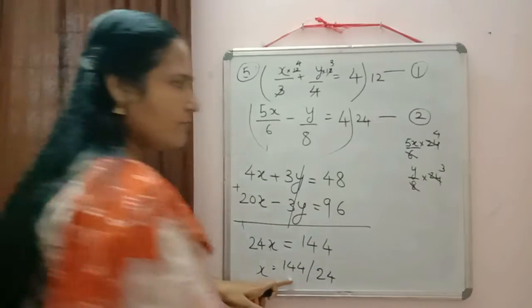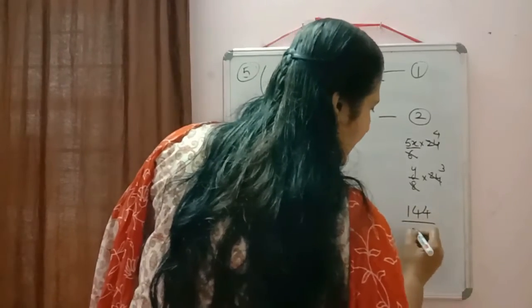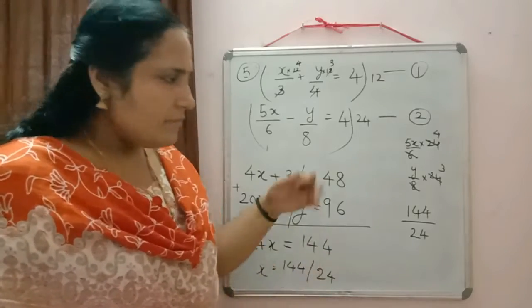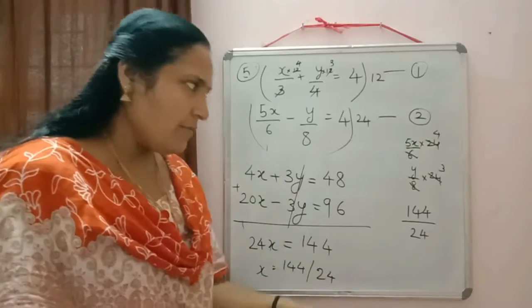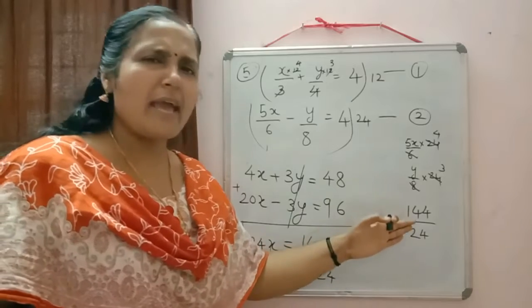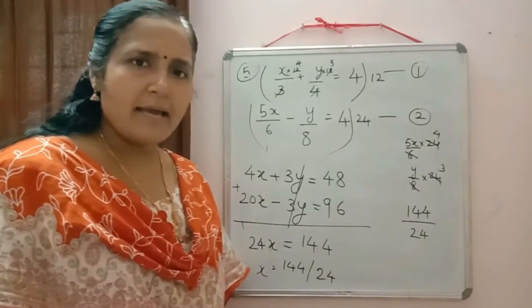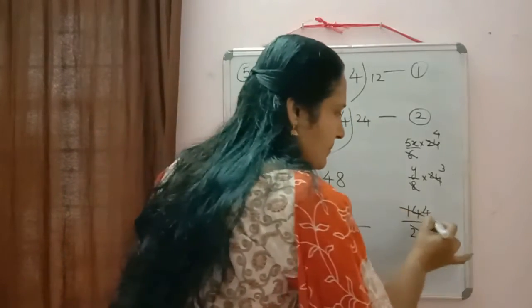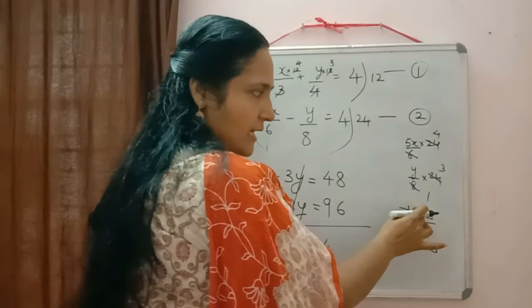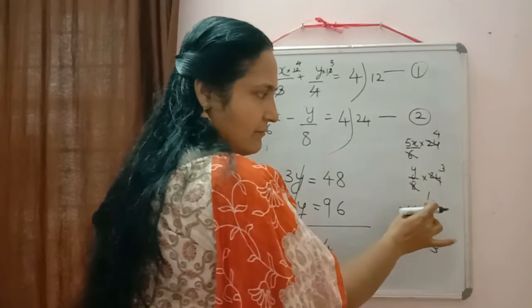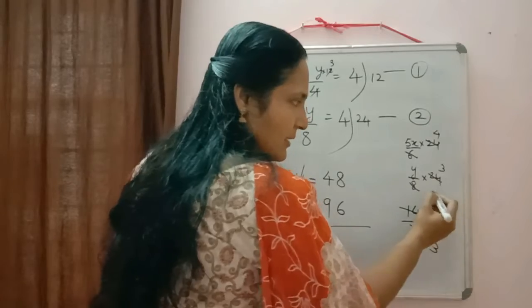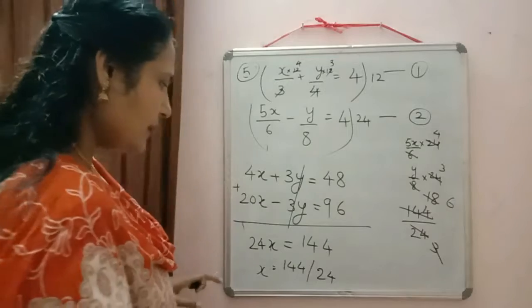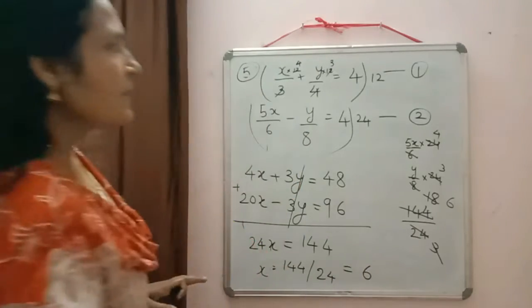Now this 144 by 24 we can also cancel. Normally when you started cancellation in lower classes, we did it by 2. But now if you know the multiplication table of 8, then you can directly divide by 8. 8 3s are 24. Here what will come? 8 1s are 8. 14 minus 8 will be equal to 6. Then we have 64 here. 8 8s are 64, then 3 6s are 18. So we are getting x is equal to 6.